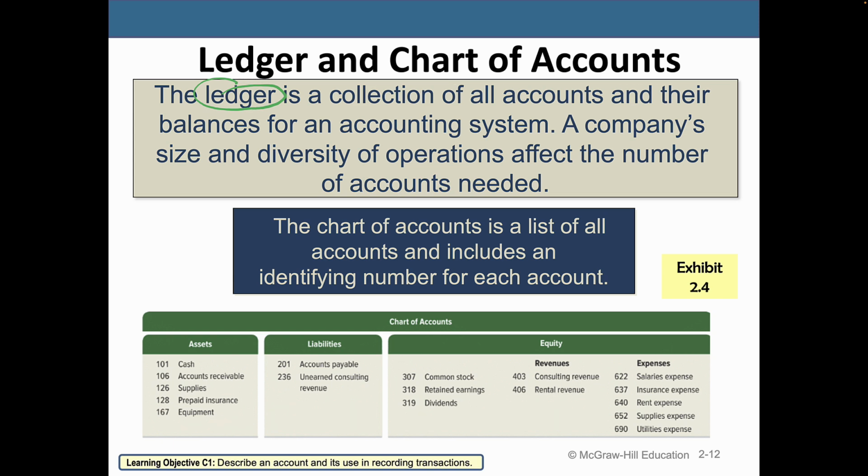So a company's size and diversity of operations will impact the number of accounts needed. And the chart of accounts is a listing of all of the accounts, and it includes some identifying number for each account. So as you can see here, we have 101 for cash, we have 201 for accounts payable, and 307 for common stock, for example.